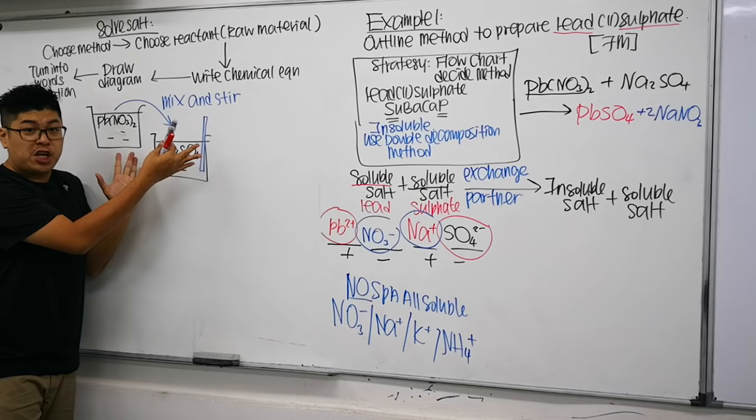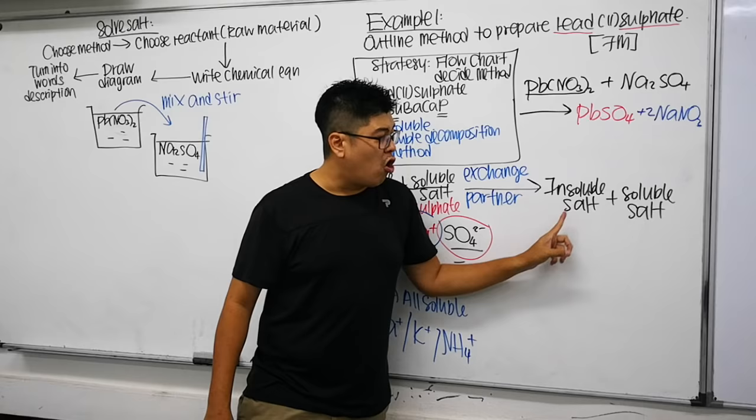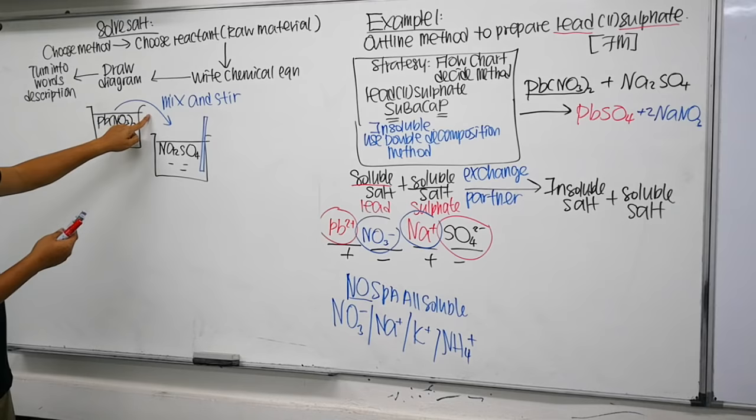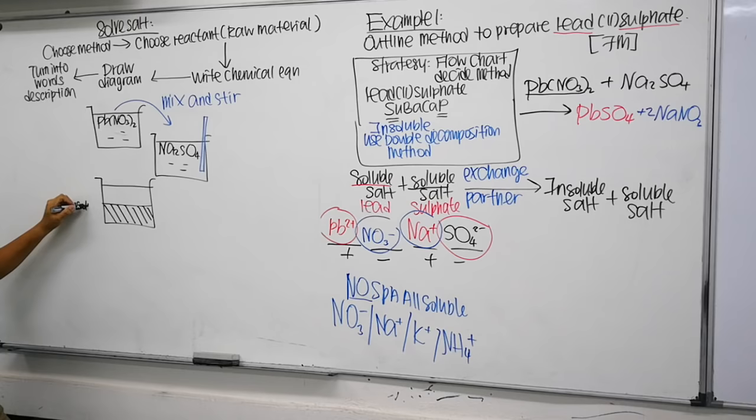After change partner, what you get? Insoluble and soluble. One more time, guys. Insoluble means solids. Soluble means liquids. So solid and liquid, you expect to see two layers. So this is number one. So the second diagram, you expect to see two layers like this. Remember, the bottom layer will be the solids, which is the insoluble stuff. So your bottom layer will be your insoluble. Who is it? Your insoluble guy?